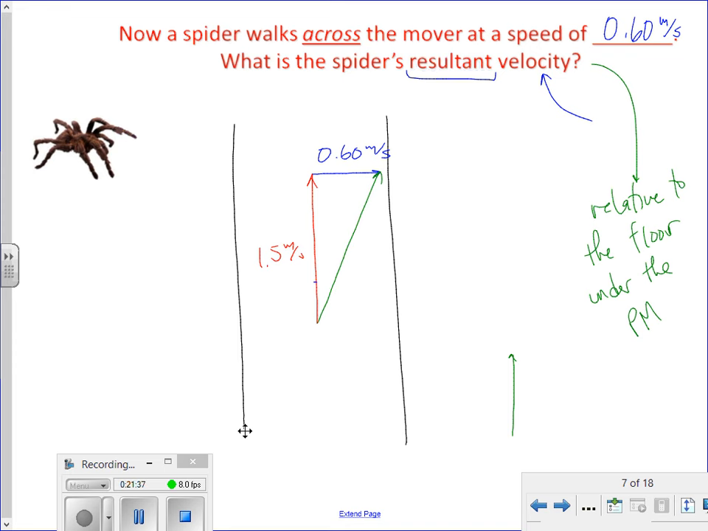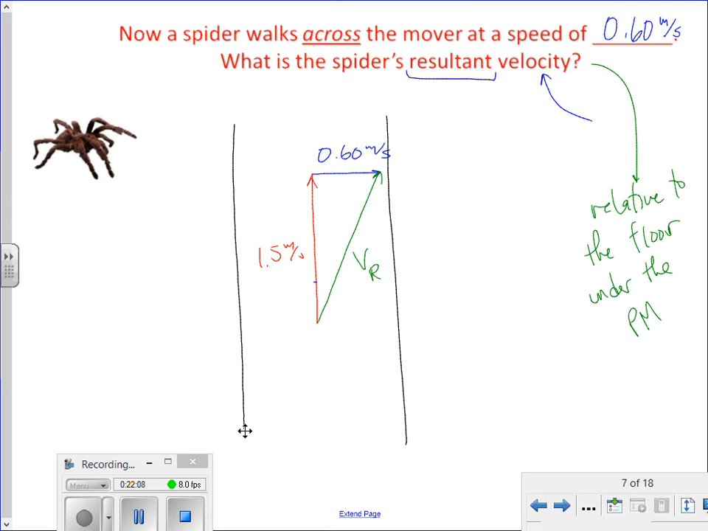So how big is that? We've got a couple options here. If you wanted to use a ruler, you could pick a scale, draw those vectors to scale, and then measure how long the green one is, and then use your scale and figure out what that length of that vector actually represents. Or most of you are slick enough to use some geometrical tools to find what I'm going to call VR, V resultant.